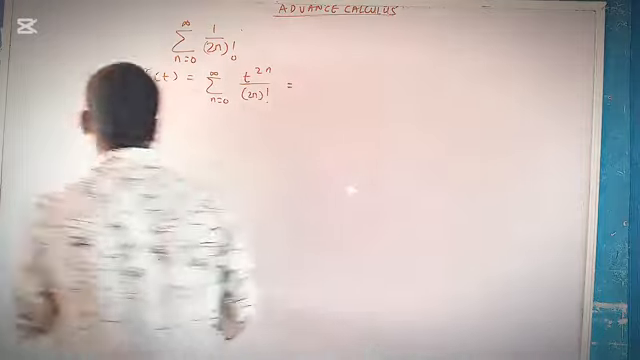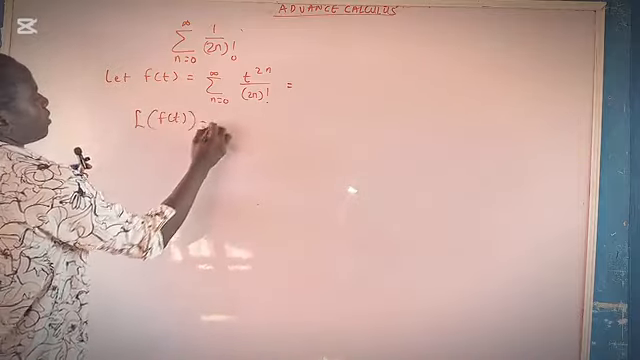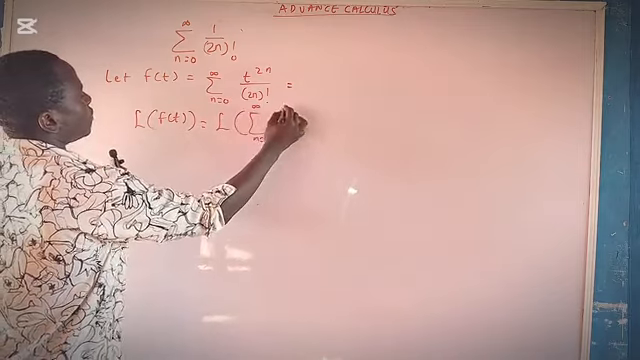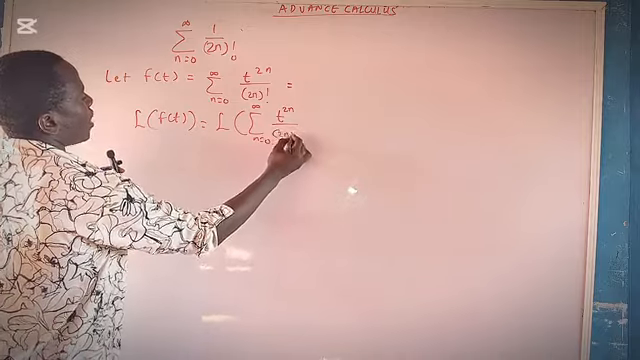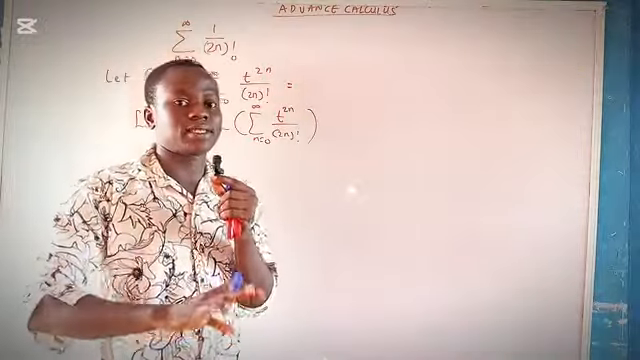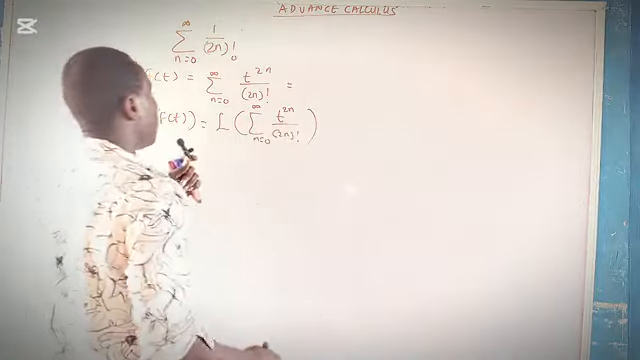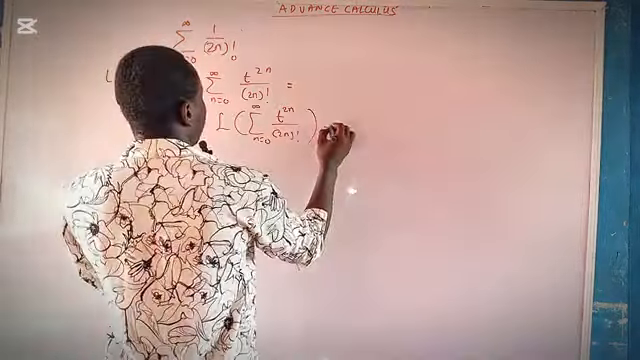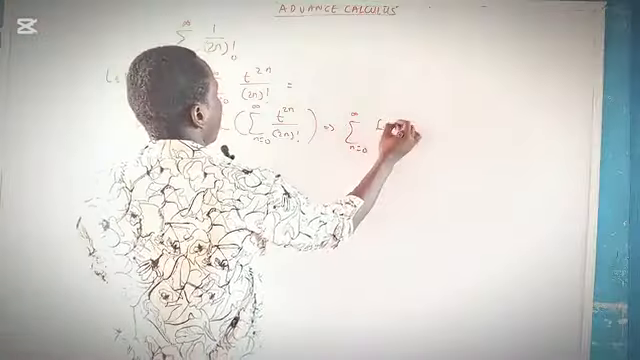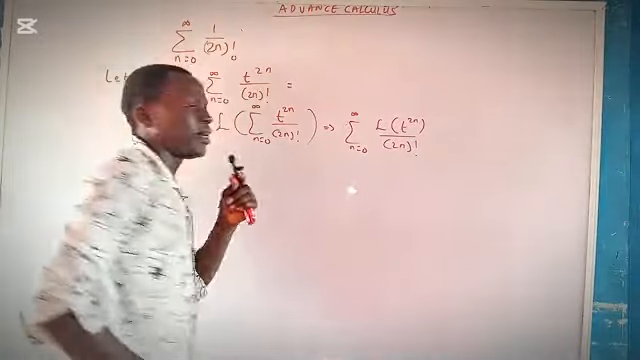All right, now taking the Laplace transform of both sides, we're going to have Laplace of f of t is equal to Laplace of the summation of n from 0 to infinity of t raised to the power of 2n over 2n factorial. But don't forget we are dealing with t, so we're going to take the Laplace transform of t raised to the power of 2n right here. So this will be the sum of n from 0 to infinity of Laplace of t raised to the power of 2n, then over 2n factorial.